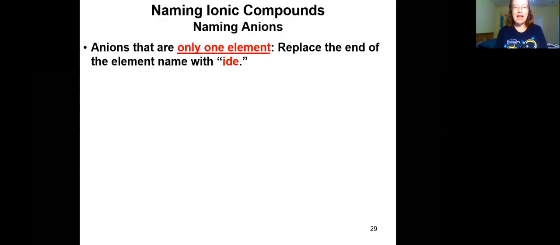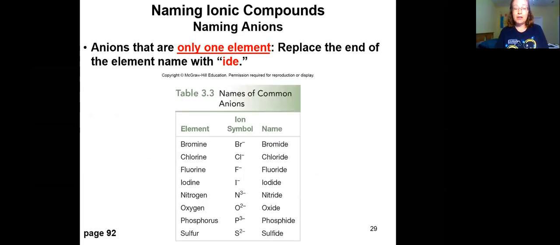Naming anions. Anions that are only one element: replace the end of the element name with -ide. On page 92, table 3.3, you have the names of the common anions. Bromine, chlorine, fluorine, iodine, those guys are easy. They just become bromide, chloride, fluoride, iodide. Then we have the gens. So nitrogen becomes nitride. Oxygen becomes oxide. Then phosphorus and sulfur, phosphide, sulfide. You'll get better as you do more and more of these problems and practice naming. You'll get better at changing a name like oxygen to oxide.